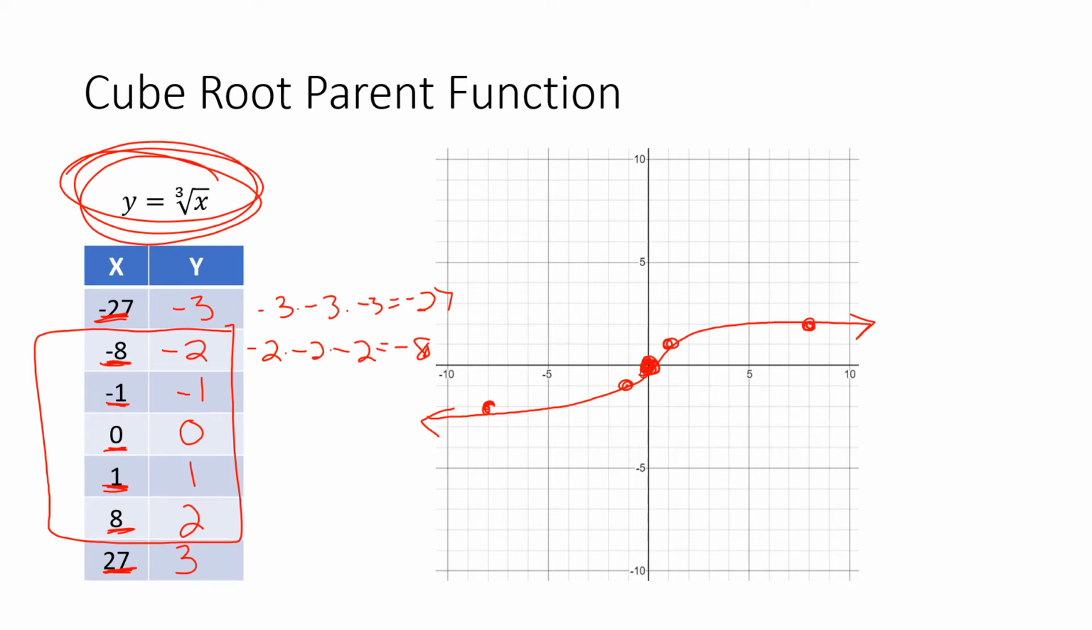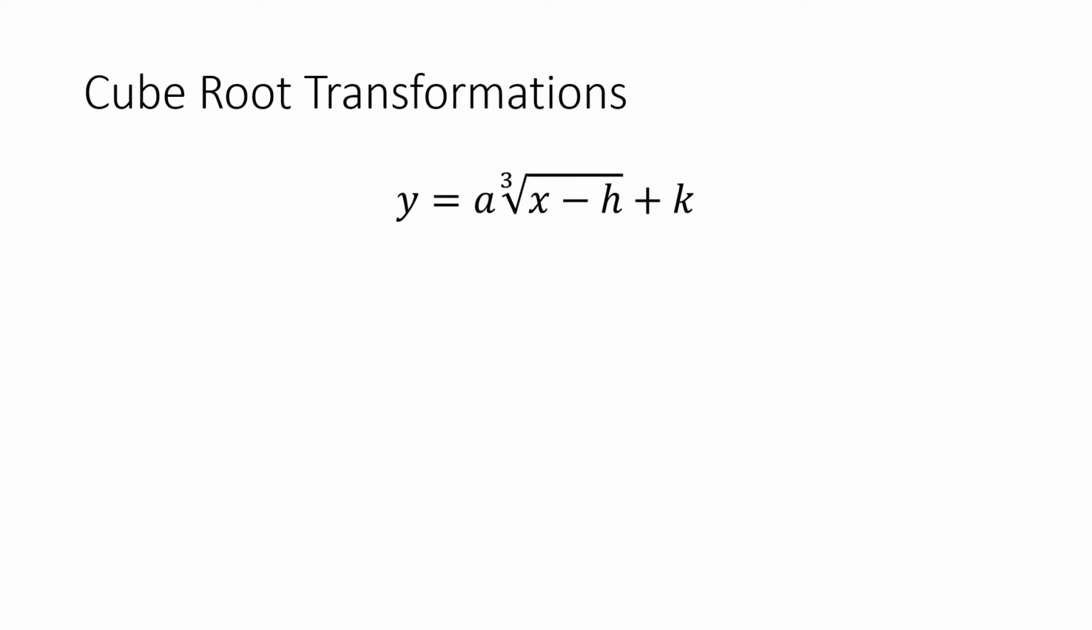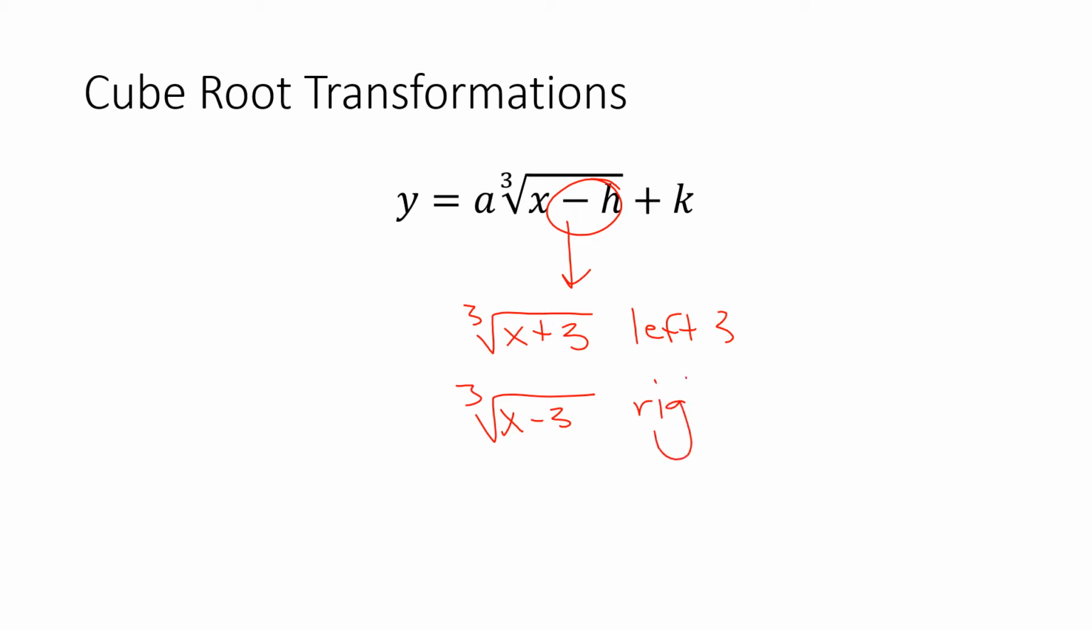So what we're going to look at next is how to move this thing up, down, side to side. This is going to be very similar to what we saw a while ago. If you put a constant on the inside, so let's just say you want to do cube root of x plus 3, that's actually going to send your entire function to the left 3. And if you wanted to do the cube root of x minus 3, that would send your entire graph to the right 3.